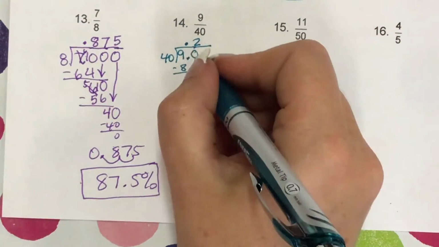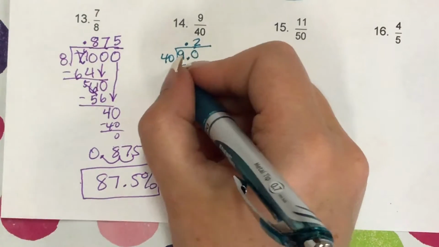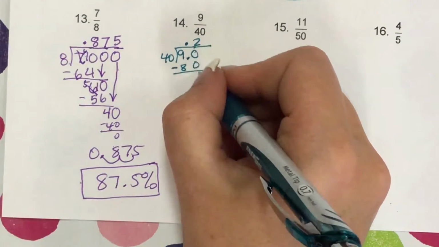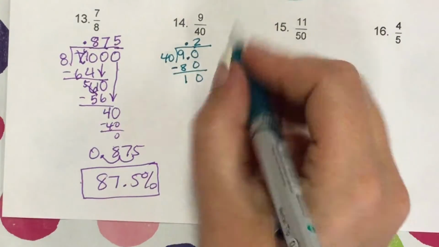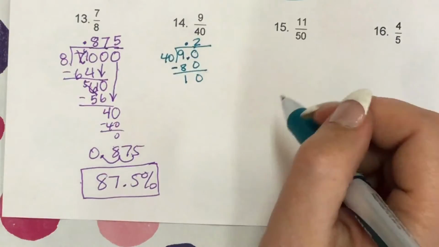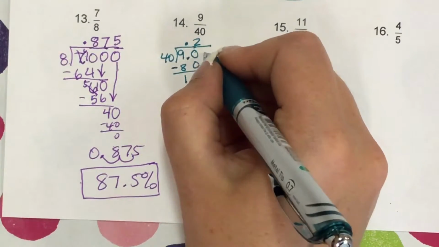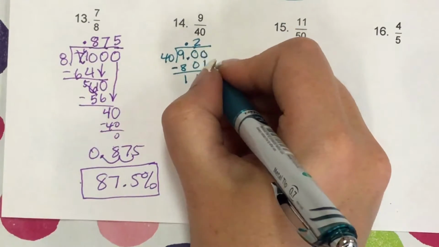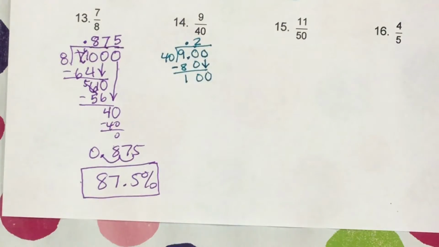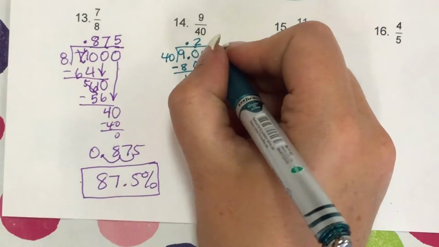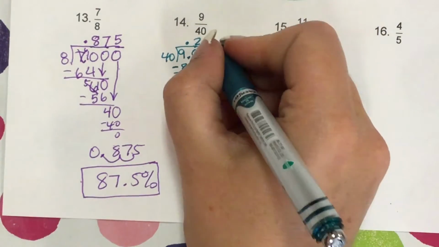Okay, then I'm going to go ahead and do the subtraction. There's 0, and 9 minus 8 is 1. This is less than 40, which is great. Means we did it right. But I have a remainder, so I'm going to have to add a 0 and drop it like it's hot. Okay, how many times does 40 go into 100? Well, 40 goes into 100 2 times.